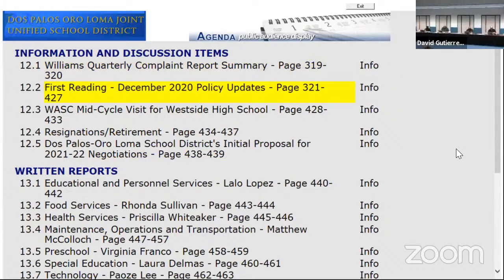Item 12.2, first reading, December 2020 policy updates. This is just similar to other board policies in the first reading, and then at the next board agenda, they'll be up for approval. Thank you. Are there any questions?